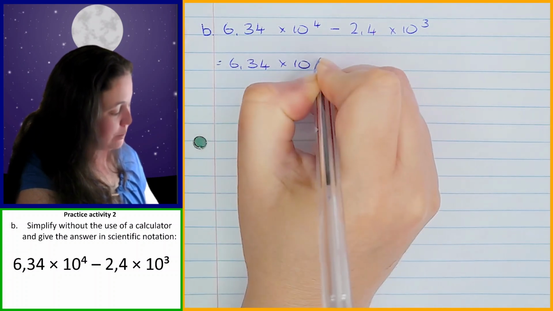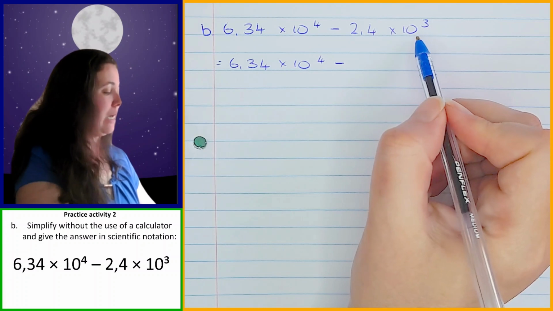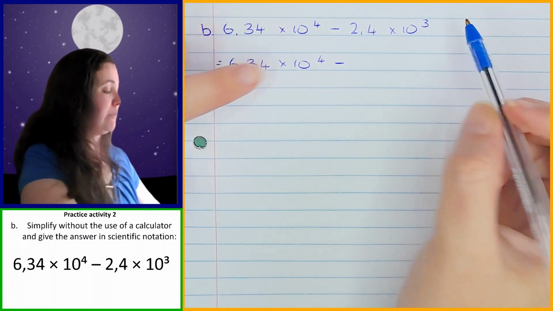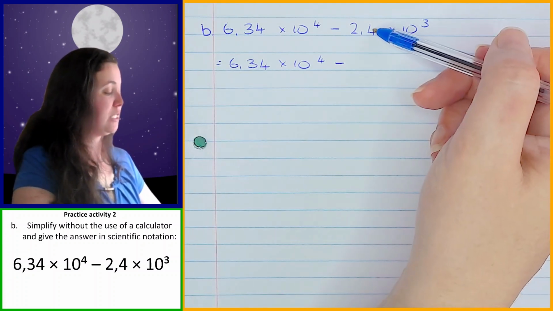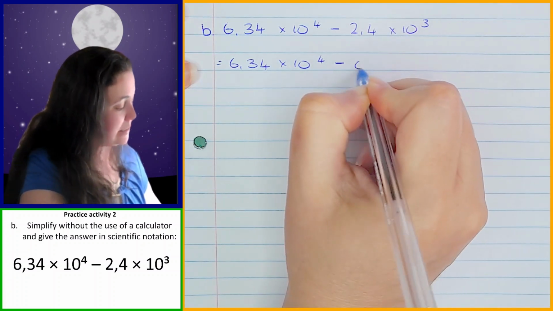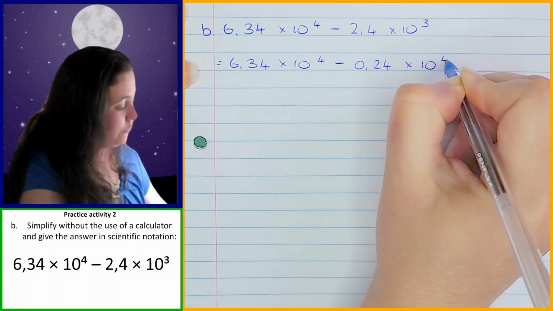times 10 to the power of 4, and then I've got minus, but now this over here I need to change. I want the 10 to the power of 3 to change to 10 to the power of 4. It means I'm going to be multiplying that by 10, and it's going to get bigger, which means that this one I need to do the opposite. I need to divide it by 10 and make it get smaller. So this is going to become 0.24 times 10 to the power of 4.